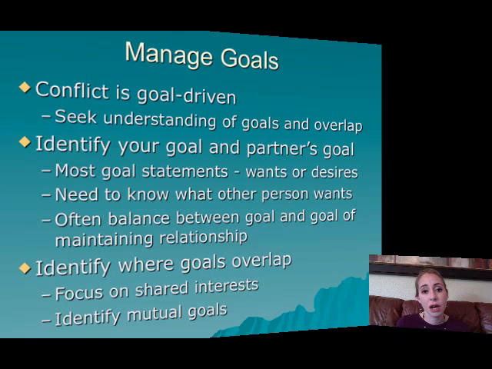Managing goals in a conflict. Conflict is goal-driven. We've talked about that. So seek understanding of goals and overlap. So you both are working toward a goal in a conflict. So determine what your goals are and see if there's understanding or overlap of those goals. Okay, well, you want this and I want this, and a lot of those don't match up, but this is one area that the goals are similar, so let's focus on that for right now.